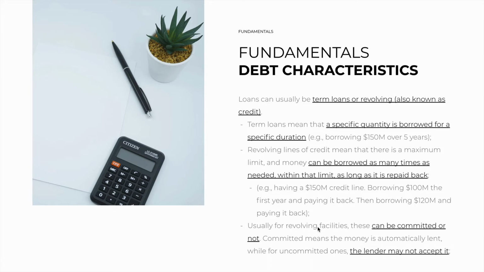Usually, for revolving facilities, these can be committed or not. Committed means that the money is automatically lent. The lender already committed to lending that money. For example, the credit card situation. If your credit limit is 20K, then you can borrow multiple times and it's automatically approved. Uncommitted, however, means that the lender may not accept it. You need their validation. For example, a business may have a revolving credit line where for each loan they have to request it and the lender may approve it or not. That's the difference between committed or not.